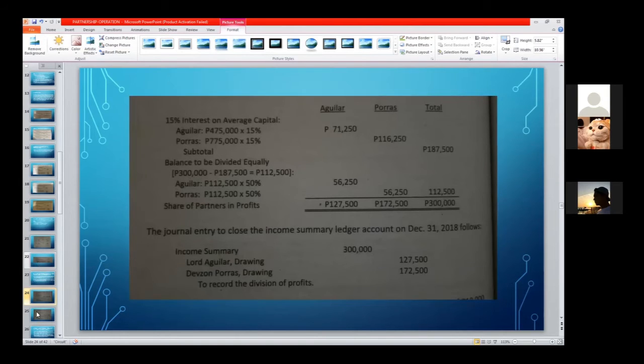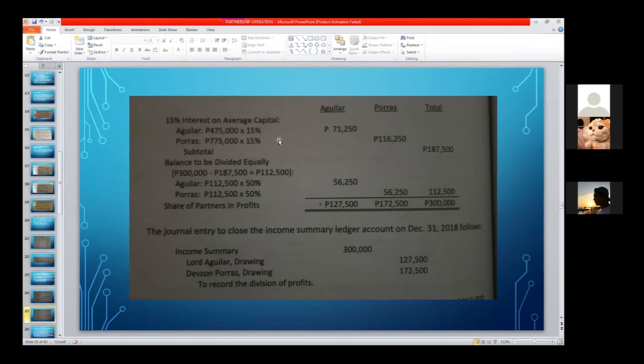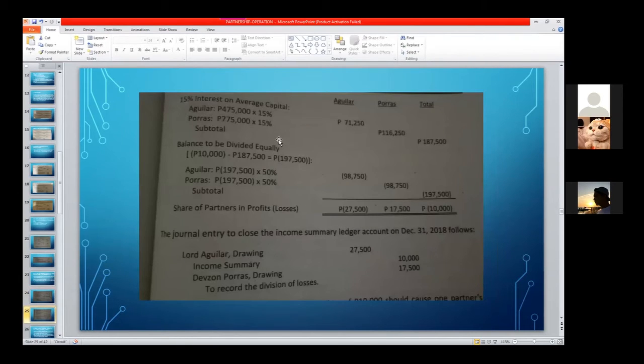Tapos sunod naman natin is ito, isa pa. Yan. Sabi dito. Assume that the Aguilar and Porras partnership had a loss of 10,000 naman. No. So if the partnership agreement provided for interest on capital accounts, this provision must be honored regardless of whether operations yielded profits or not. So kaya kahit may profit or wala, i-apply pa rin natin yung interest on average capital. So kaya meron pa rin yung computation niya, ayan, ganun pa rin.